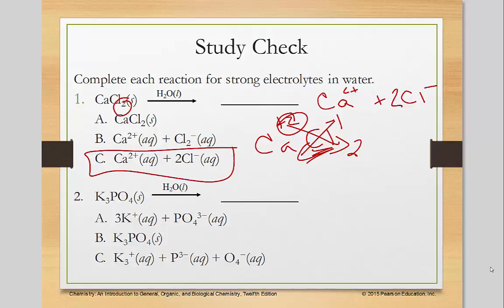We can do the same thing with this next one. We have K plus and PO4 3 minus. This 3 here came from the negative 3 here. So that means we actually have 3 K pluses, which gives us A.